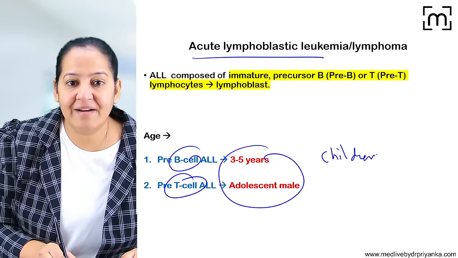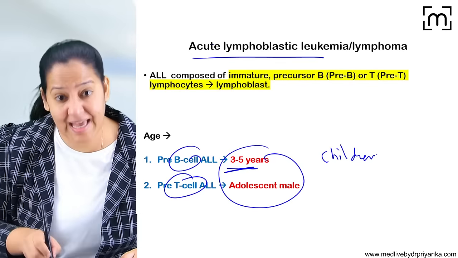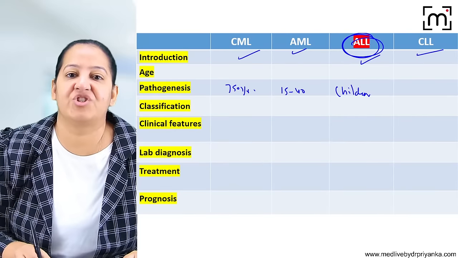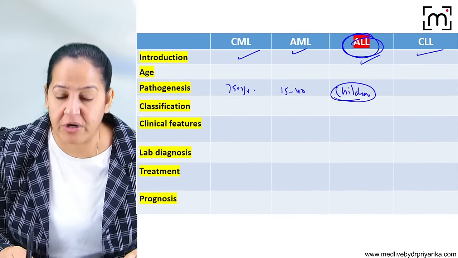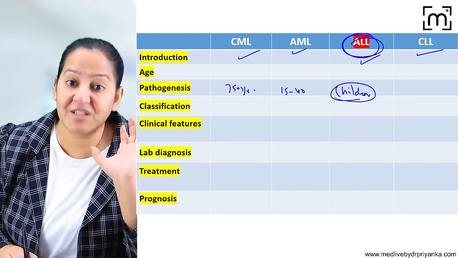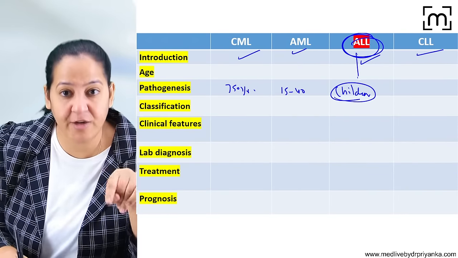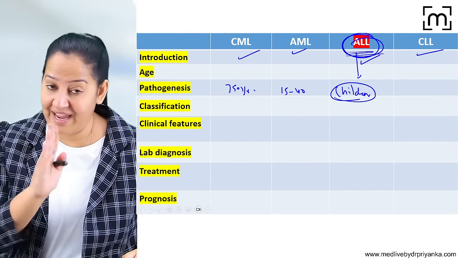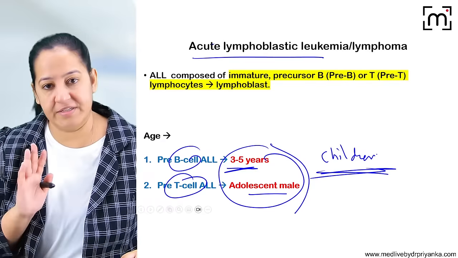If it is pre-B cell, it occurs at 3 to 5 years. And if it is pre-T cell, it occurs in adolescents. But both of them are children. They are toddlers or they are children. So basically, it's a leukemia of children. If you get a question where there is a child in this age group having leukemia, only one option is there, that is ALL. So please look at the age and compare the age of all of them.